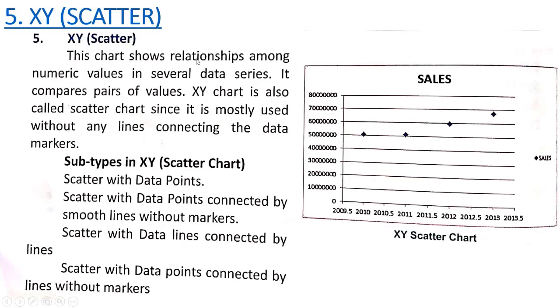This chart shows relationship among numeric values in several data series. It compares pairs of values. XY chart is also called scatter chart since it is mostly used without any lines connecting the data markers. The subtypes in XY: scatter with data points connected by smooth lines without markers, scatter with data points connected by lines, scatter with data points connected by lines without markers.